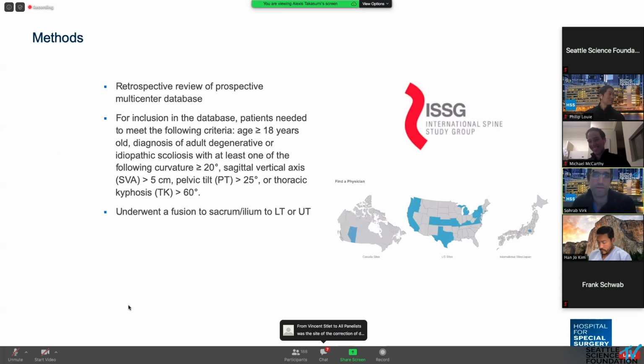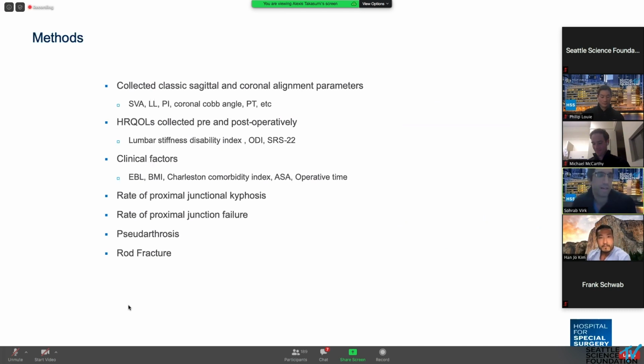As I mentioned, this is a retrospective review from the ISSG, so this is obviously a large group of surgeons and surgical centers that are doing a lot of deformity surgery. They used standard definitions of deformity for these patients. If you're deciding between upper thoracic versus lower thoracic, you're talking about patients that are fused from the sacrum/ilium all the way up to the lower thoracic or upper thoracic spine. This study collected classic sagittal and coronal alignment parameters, as Virginia discussed previously. They looked at HRQOLs, clinical factors, the rate of PJK, PJF, pseudoarthrosis, and rod fracture rates.